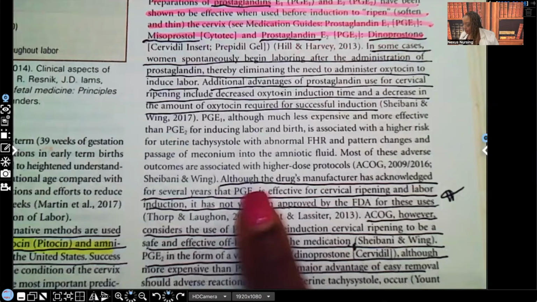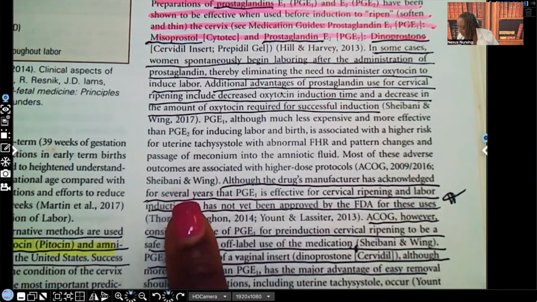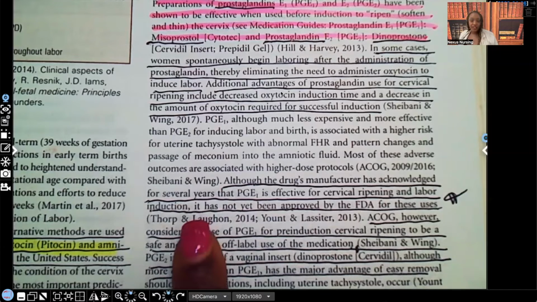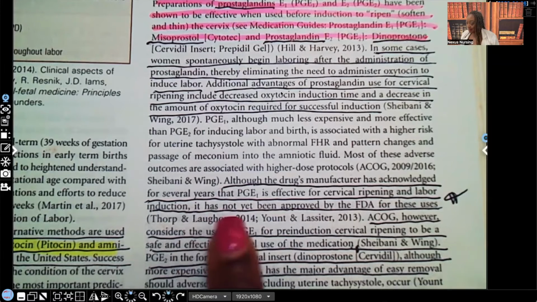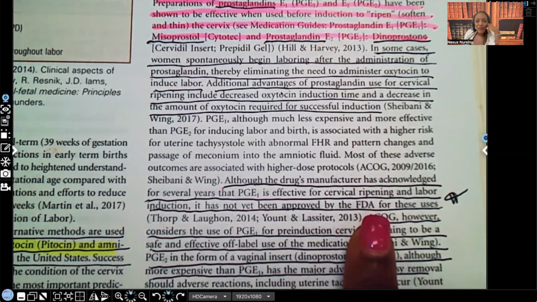Okay, although the drug's manufacturer has acknowledged for several years that prostaglandin is effective for cervical ripening and labor induction, look at this, guys, it has not yet been approved by the FDA for these uses. What does that tell us? That tells us that when we use it, even though we do it all the time to ripen the cervix, it has not been approved by the FDA for that purpose. And so that's an off-label use.